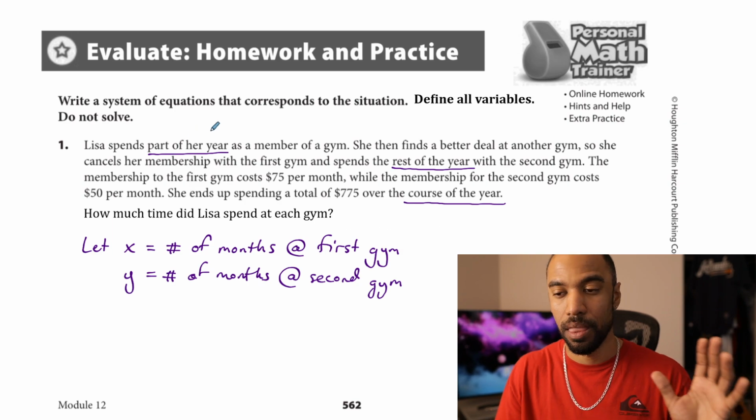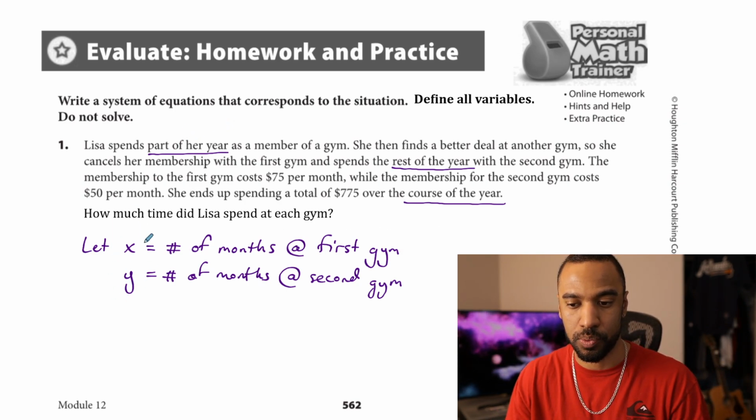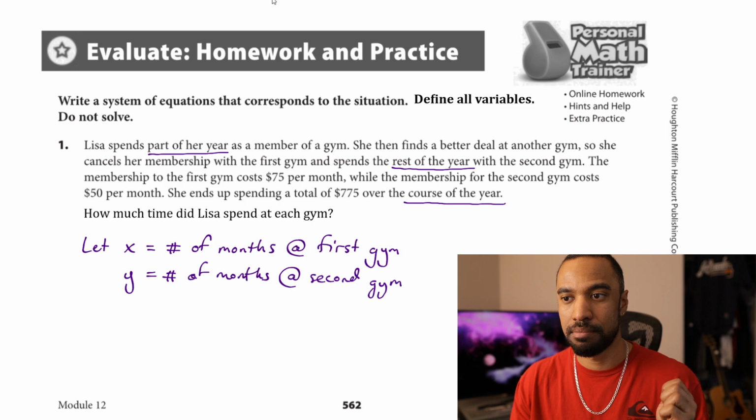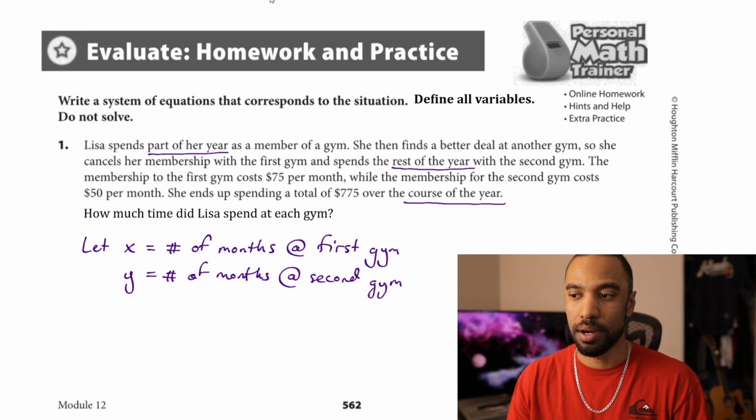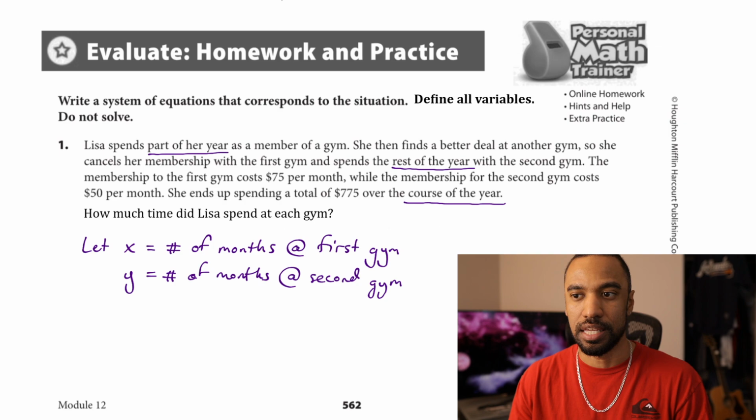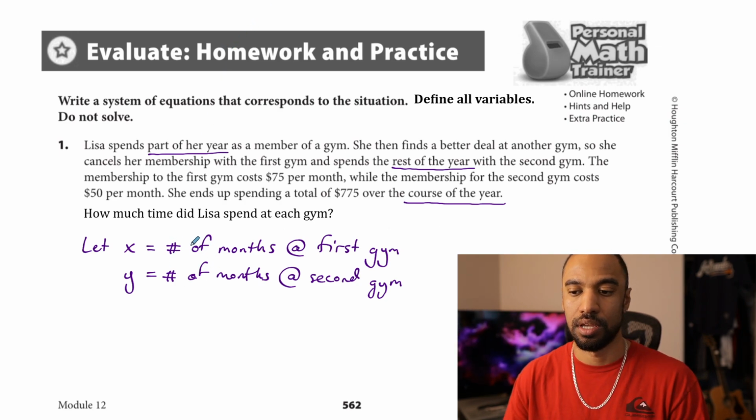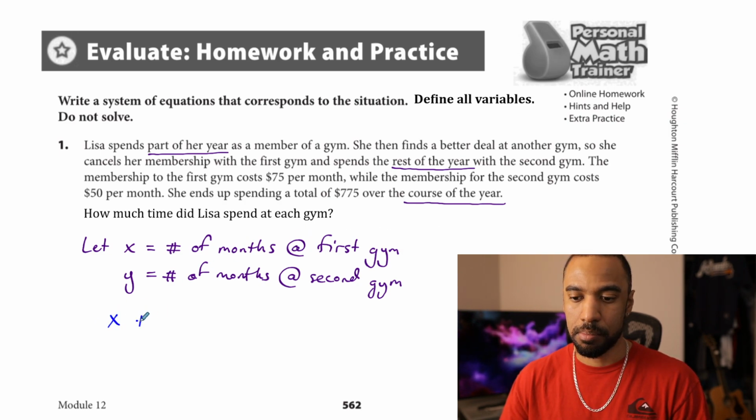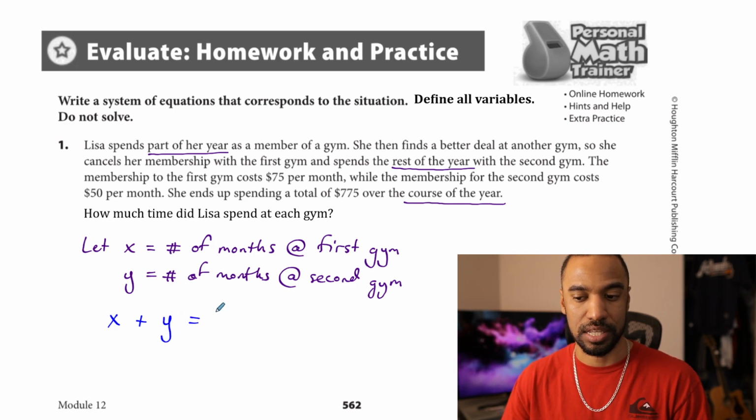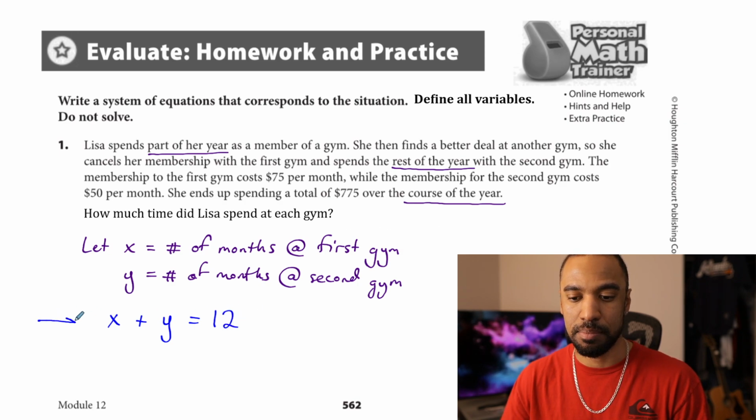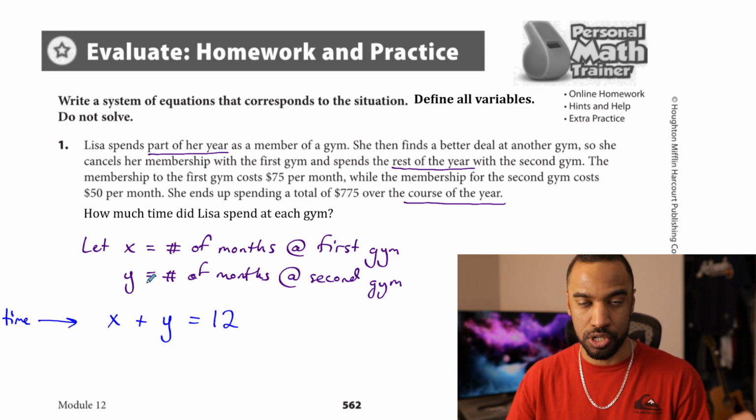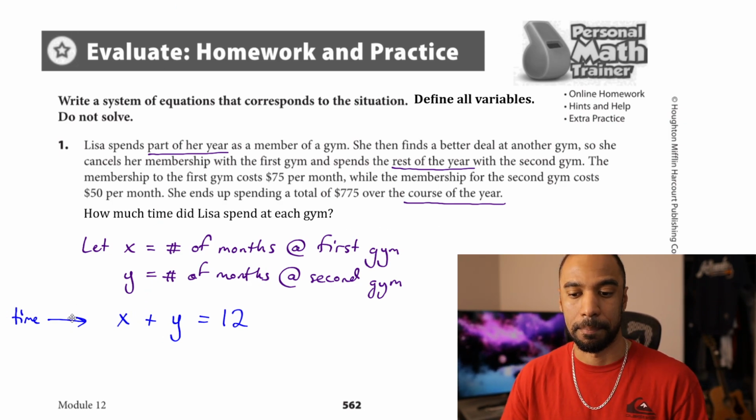Okay, equation-wise, we're going to create two equations for the system as we have two variables to solve for. And they come from different bits of information. One bit of information has to do with the concept of spending a whole year at both gyms. The number of months she spent at one gym plus the number of months she spent at the other gym equals a year's worth of months. That's 12 months total. This is a time equation based on how much time she spends at both gyms combined.